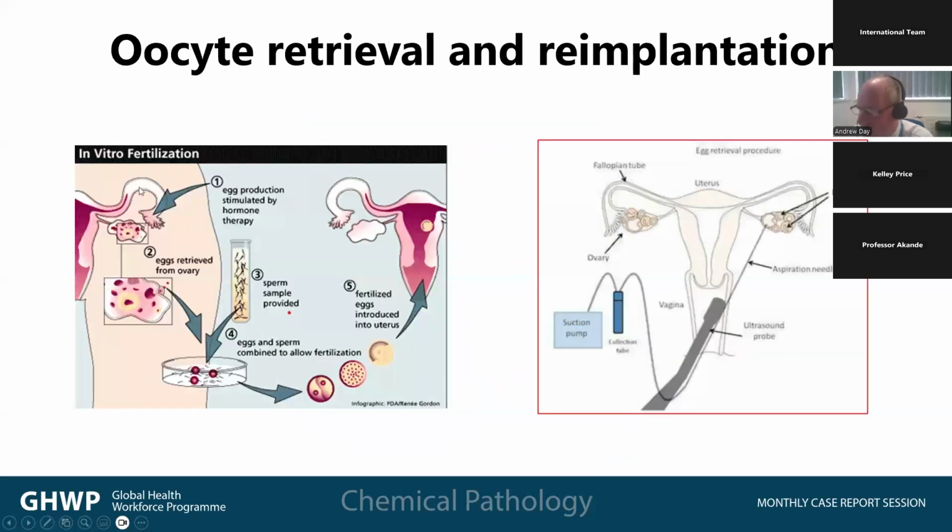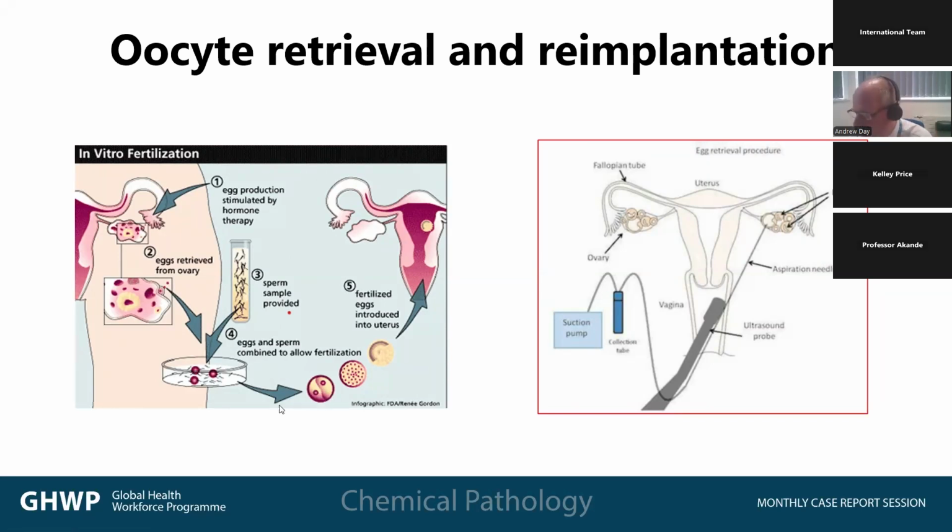So I quite like this very easy step-by-step guide here. We've got the production of the eggs by hormone therapy. The eggs are then retrieved laparoscopically by the gynecologist or the obstetrician. The sperm sample is provided by the partner. They're combined in this very simplistic Petri dish here to enable fertilization to happen, in vitro fertilization.